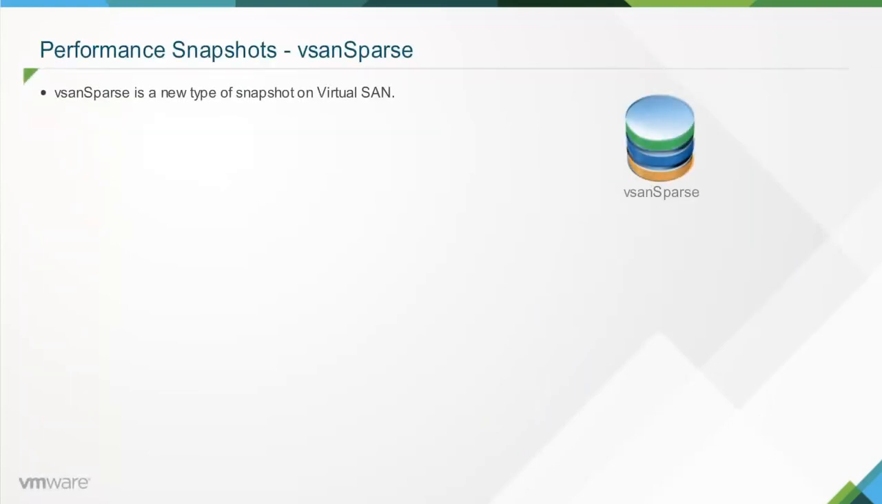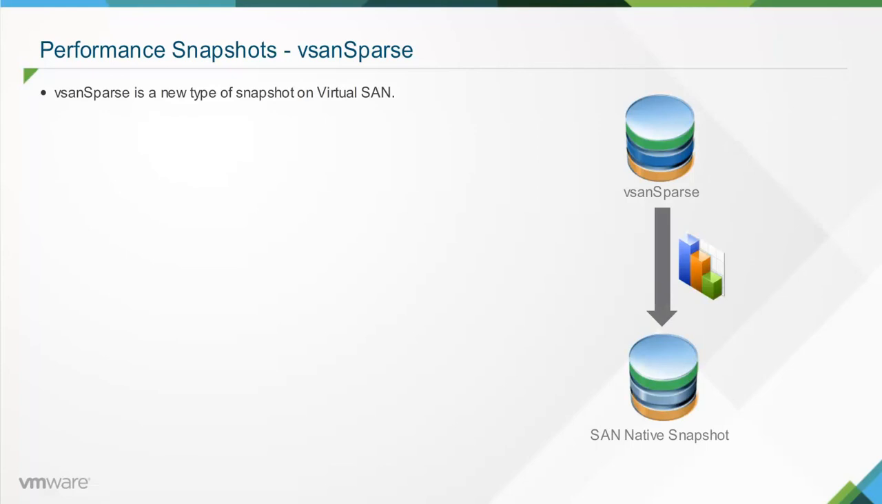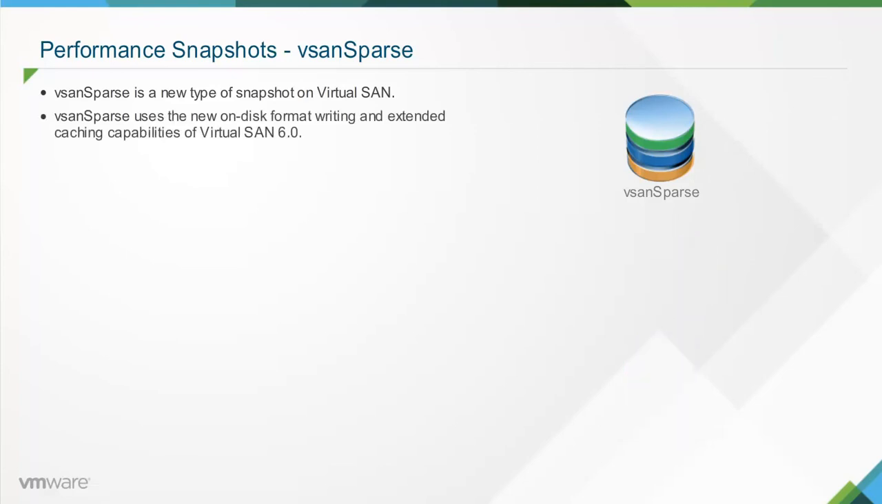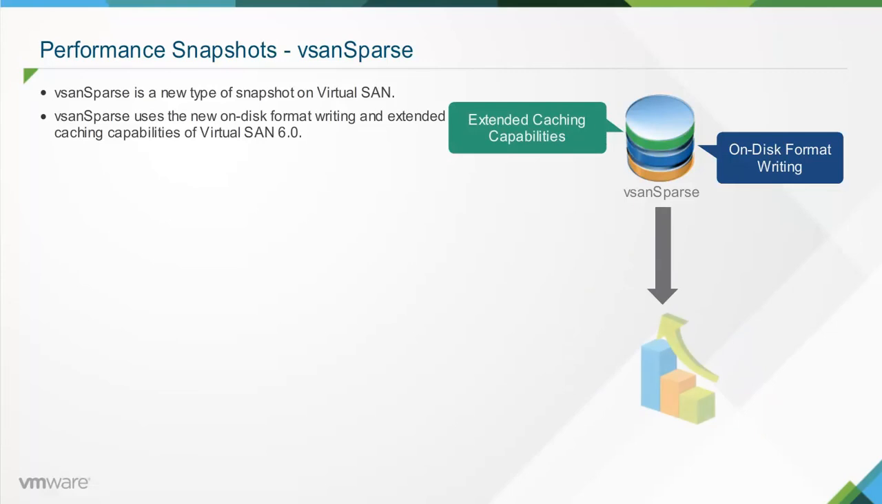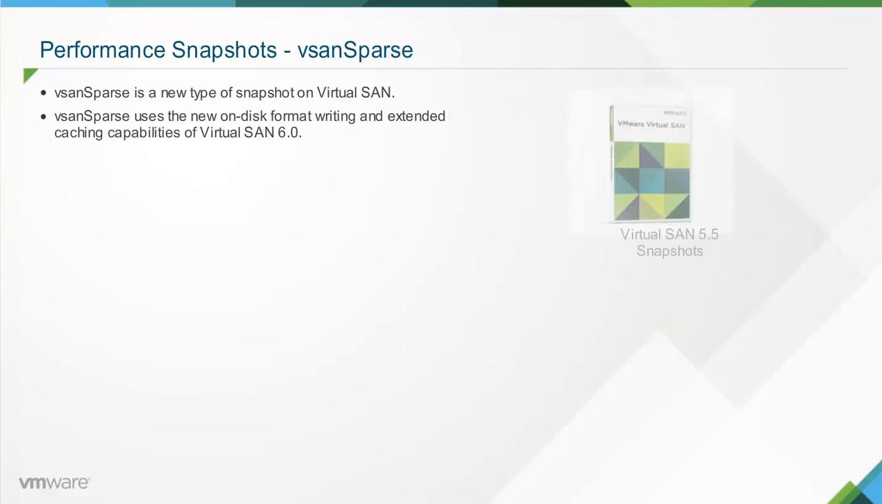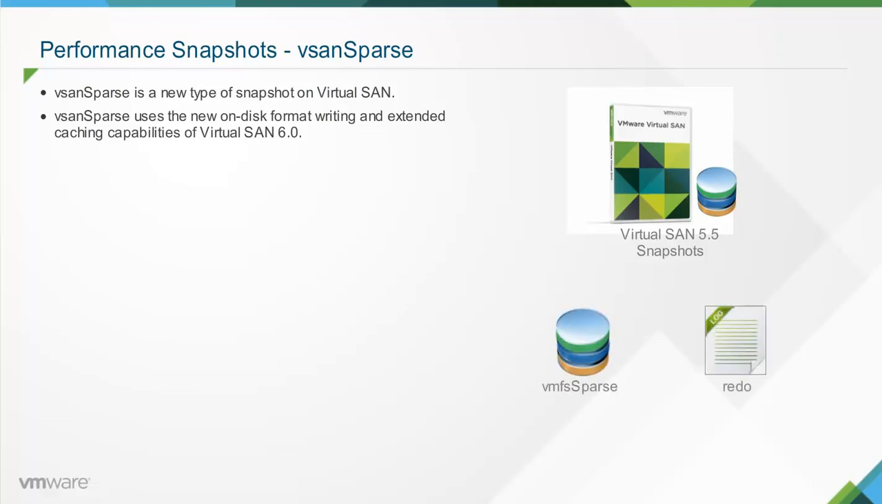vSAN-SPARSE is a new type of snapshot on Virtual SAN. It is expected to have performance comparable to SAN native snapshots. vSAN-SPARSE takes advantage of the new on-disk format writing and extended caching capabilities of Virtual SAN 6.0 in order to deliver an efficient performance. Note that Virtual SAN 5.5 snapshots were based on VMFS-SPARSE or redo logs.